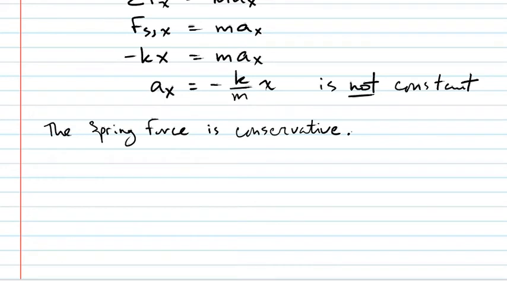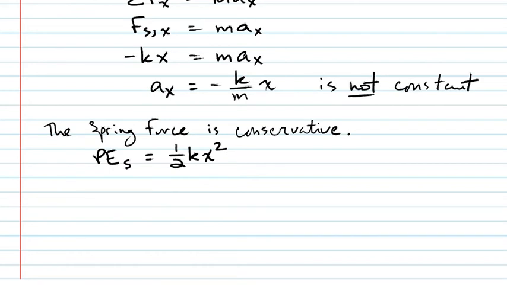And remember that a conservative force always has a corresponding potential energy. It's kind of a black box if we're willing to take the book's word for it. The potential energy of a spring is 1/2 times k, the spring constant, times the amount of stretching squared. So the spring potential energy, also often called the elastic potential energy, is 1/2 kx squared.